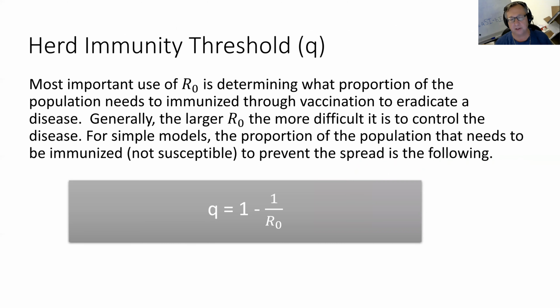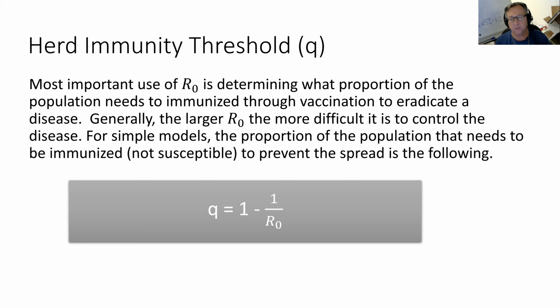I'm going to go later into the mathematics and then prove this for those people that can last that long. So the very first thing is this concept of what we call the herd immunity threshold, okay? And this is probably the most important use of this R naught concept because it determines what proportion of the population needs to be immunized through vaccination to eradicate the disease, okay? So generally, the larger R naught, the more difficult it is to control the disease.